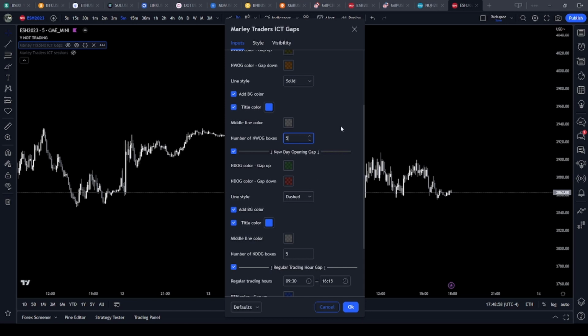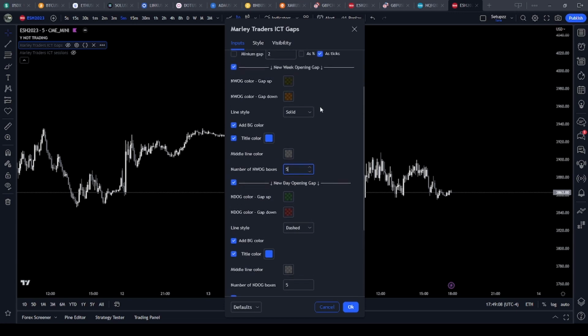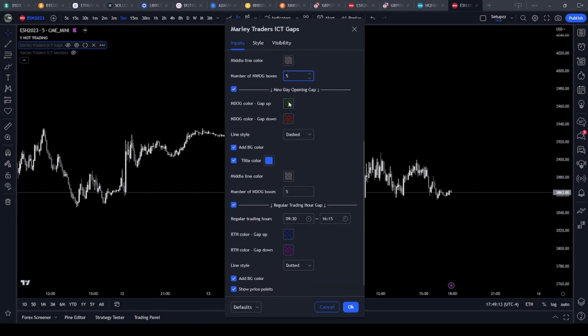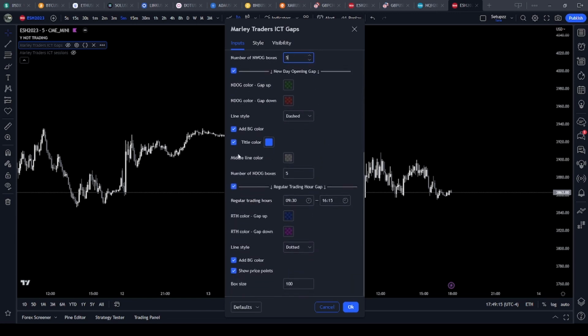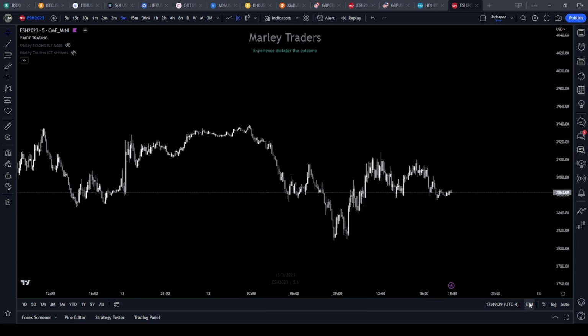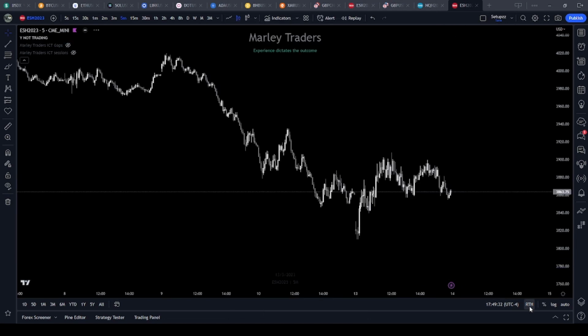So if the candle opens and it went up, then the color of the line will be green. If it gaps down, the color will be red. So you can easily see if it was a bullish gap or a bearish gap. The same here, this is just the custom settings. You can adjust it to whatever color you want. So midline color, you can do everything just like our session indicator colors and basically how you use indicators generally. So the regular trading hours, which is this right here, you have the regular trading hours.